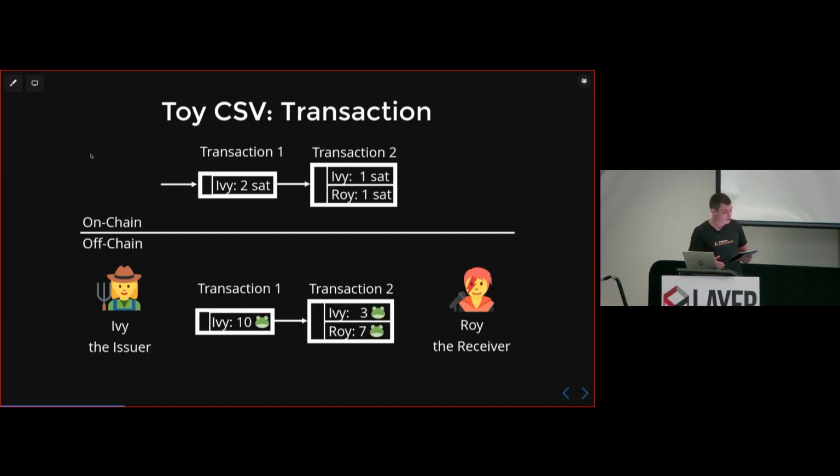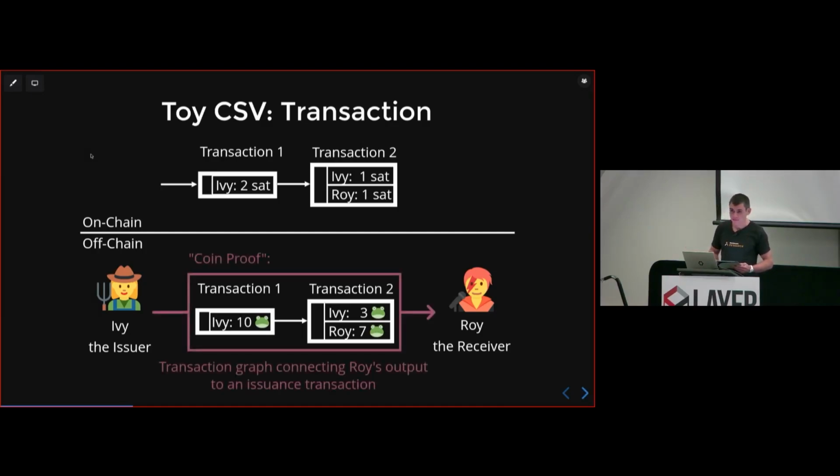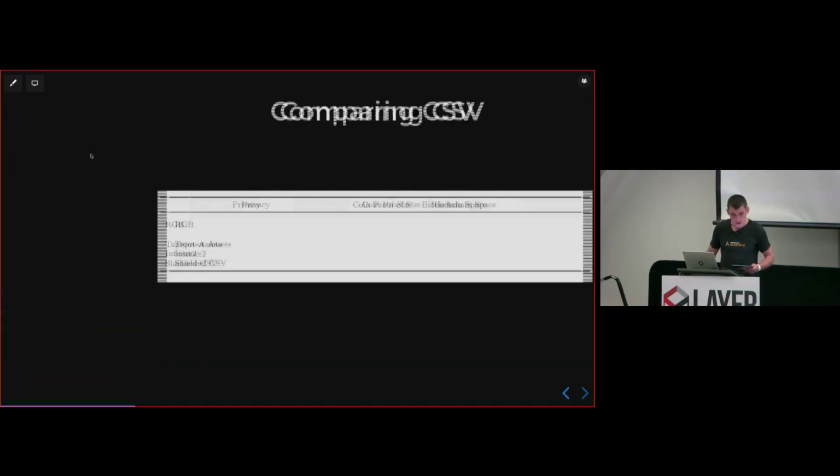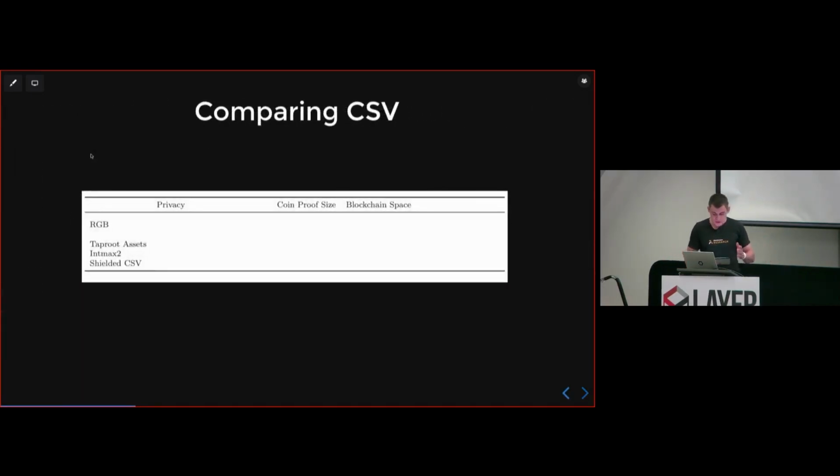Roy sees the Bitcoin transaction, but he wants Froge coins. So Ivy sends the entire Froge coin transaction graph as a proof to Roy. Roy checks that all transactions are valid, connect to an issuance transaction, and have corresponding on-chain transactions. While this toy protocol is simplistic, it demonstrates some key aspects of client-side validation protocols.